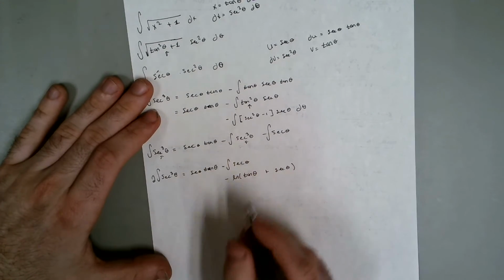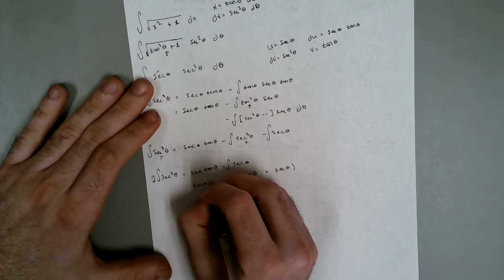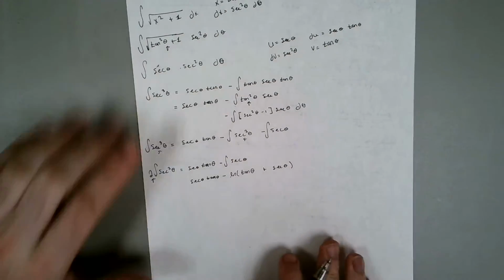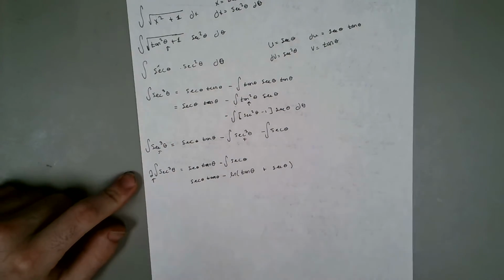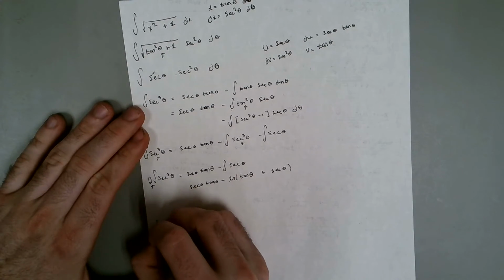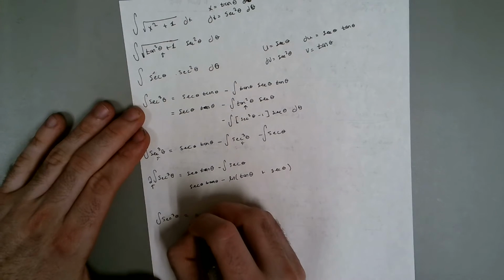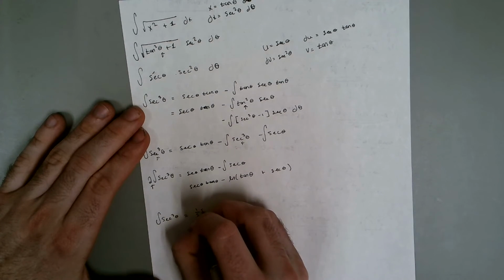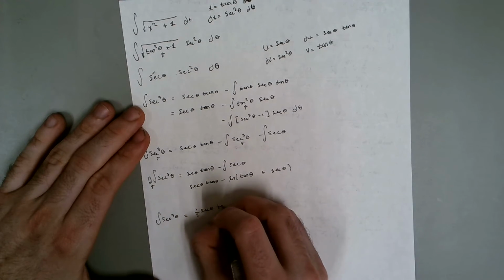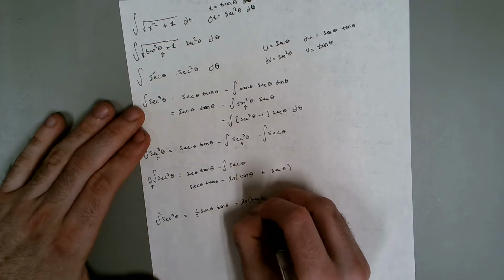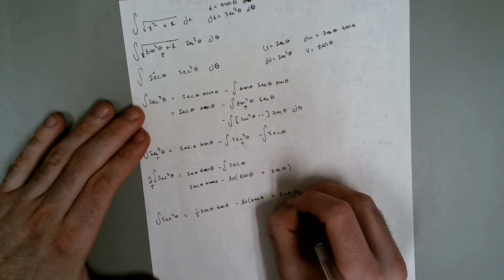But remember, we have that this is the evaluation for 2 times that integral, so we divide by a half, and we get that the integral of secant cubed of theta is equal to 1/2 secant theta tangent of theta minus ln of tangent of theta plus secant theta.